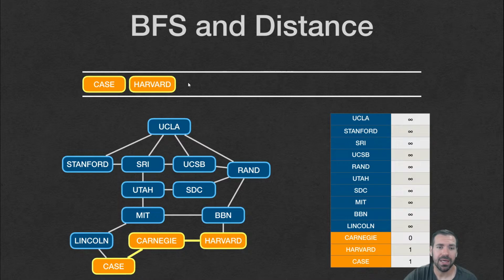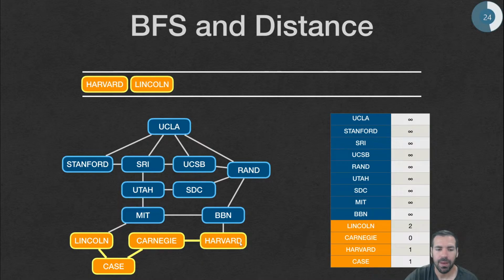We're going to enqueue it, and we're going to set its distance equal to the distance of the node that discovered it plus 1. Case's distance is 1. Lincoln's distance is going to be 2. And then we're going to check, because we're going to the array list and getting all of the neighbors. We're going to get every neighbor every single time.